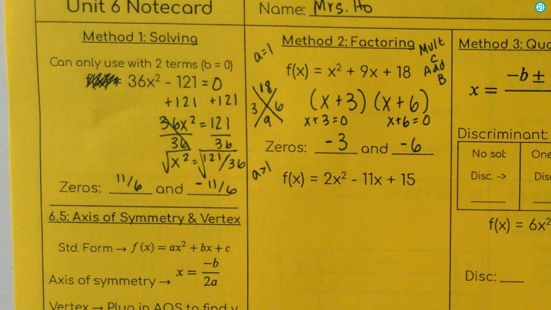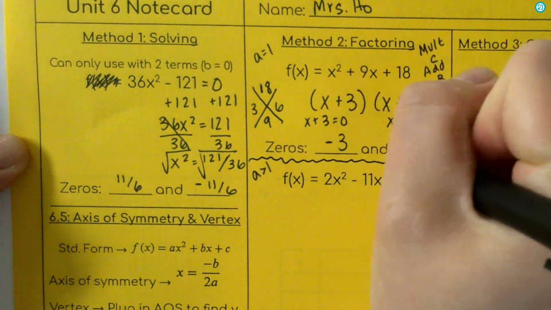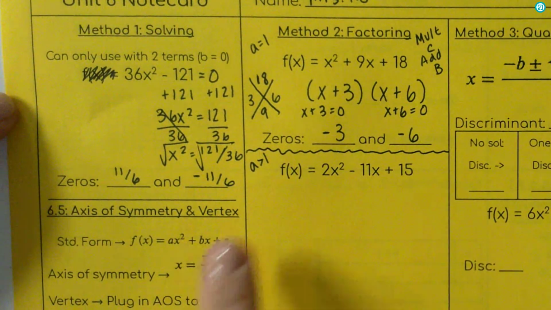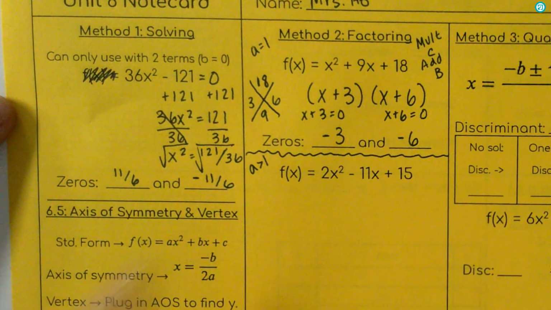Okay. Any questions on that factoring one? All right. The next factoring one, I'm going to draw a line. I should have put a line on here. The next factoring one, a is greater than 1. So when a is greater than 1, we have a little bit of extra work to do, which is why I gave us a little bit of extra space. So a is greater than 1.